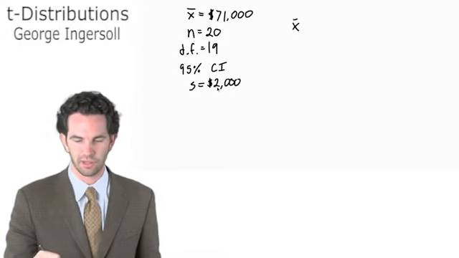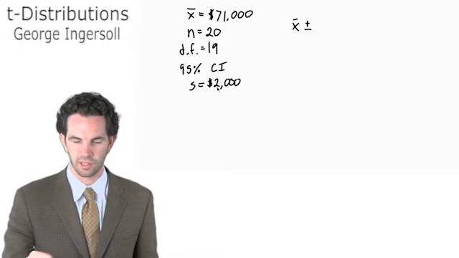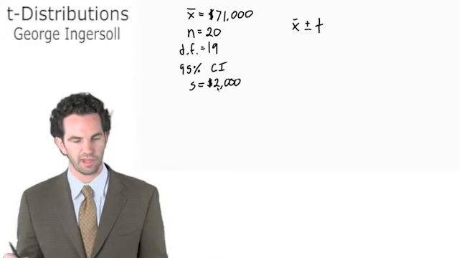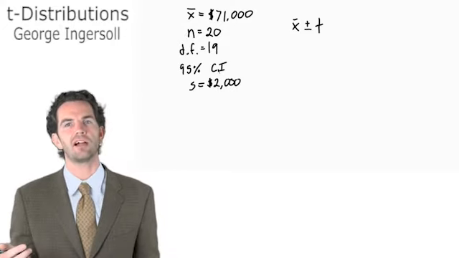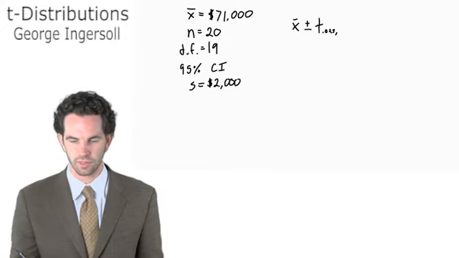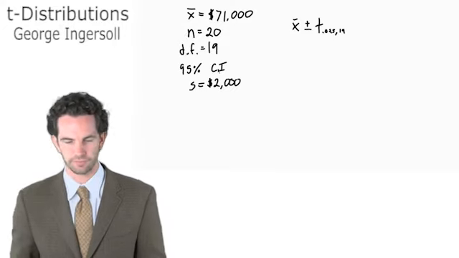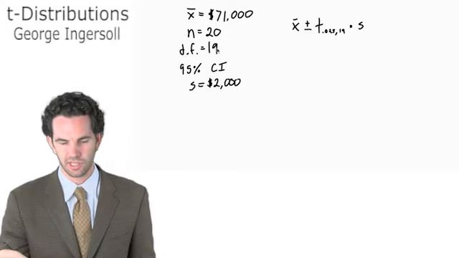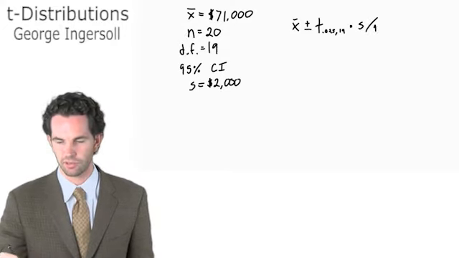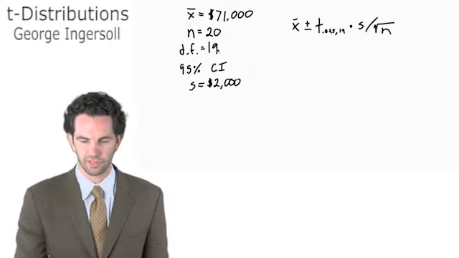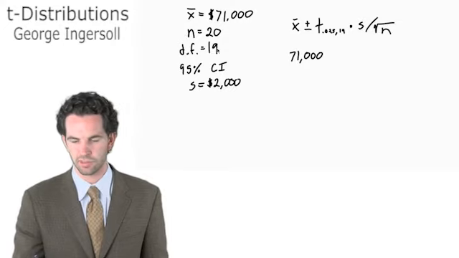We're going to say x bar for our confidence interval plus or minus t, and this is a little bit tricky. We say, okay, our t value, we're dealing with a 95% confidence interval, but again, that's going to give us an alpha of 0.025 and 19 degrees of freedom. Multiplied times the sample standard deviation divided by the square root of n. This is going to give us our confidence interval. So, okay, fill this out again, 71,000 plus or minus.